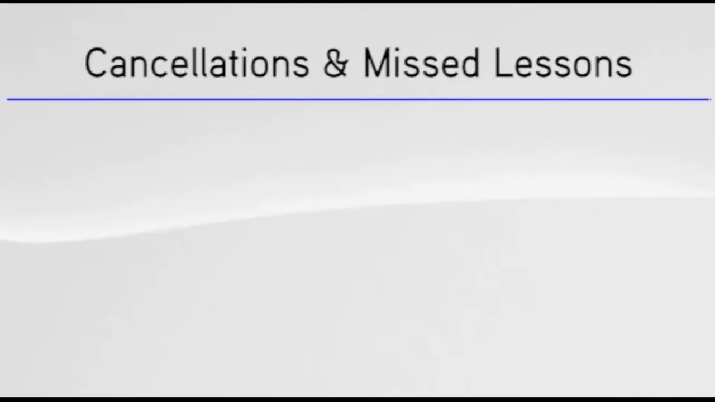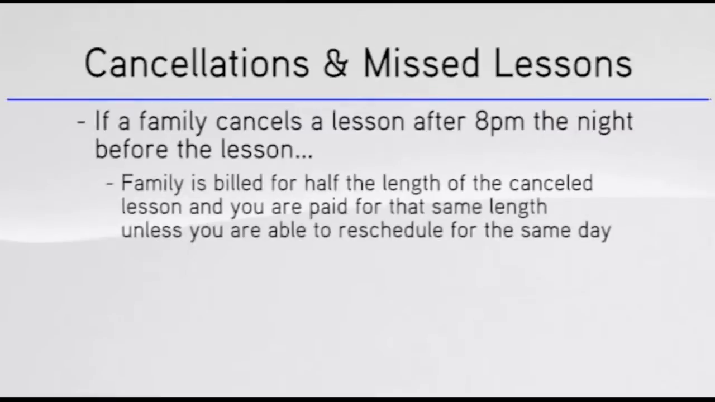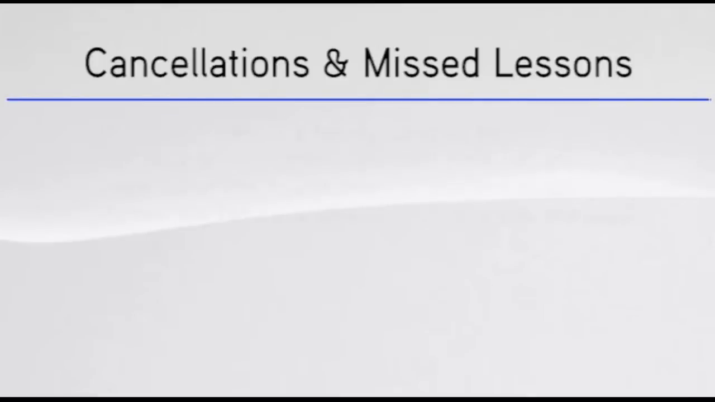Cancellations and missed lessons. If a family canceled a lesson after 8 p.m. the night before the lesson, then the family is billed for the length of half the canceled lesson and you are paid for that same length, unless you're able to reschedule for the same day, in which case you bill and are paid for the length of the lesson. Make sure you edit the length of the scheduled lesson in Launchpad so that it reflects the cancellation if you have pre-scheduled the lesson.